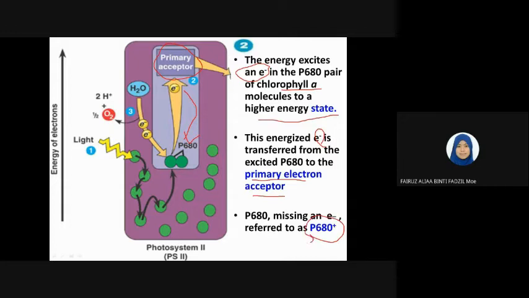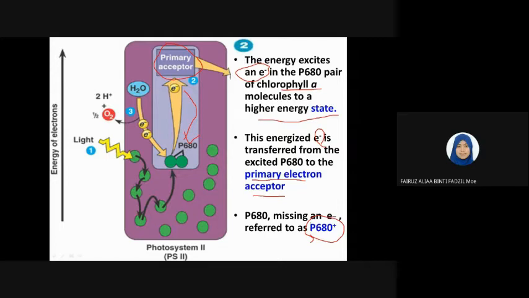Okay, so P680 plus. Whenever you see P680 plus, that means it is in an oxidized state. It's already missing an electron. Why is the electron missing? Because the electron just now was raised to an excited state and then accepted by the primary electron acceptor. So there is an electron hole in the P680 plus. That means they are missing electrons.